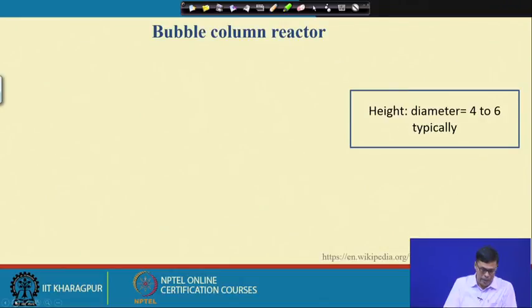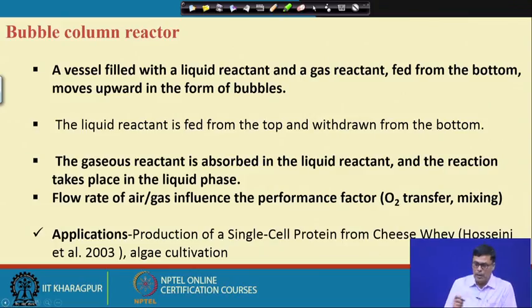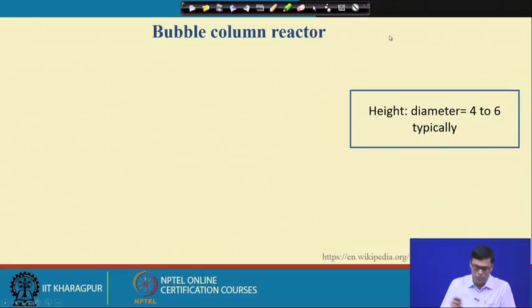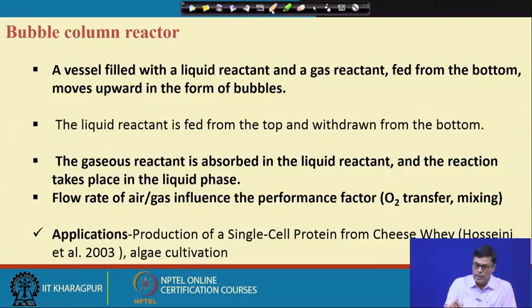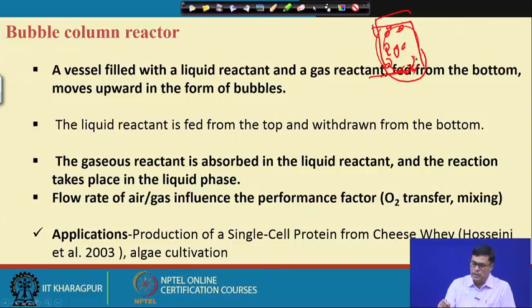The bubble column reactor is a very simple reactor. I can give the example that here, suppose this is the column, and what we do, there is a sparger here. We put a sparger, and this is the liquid, and the bubbles will go like this. So you have cell suspension here that will react there.